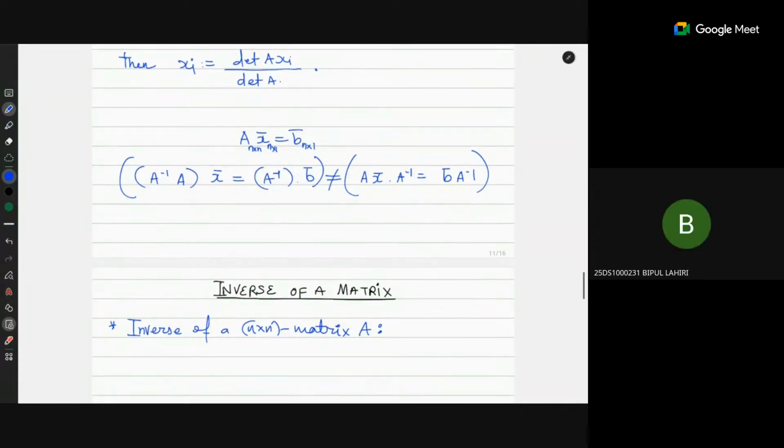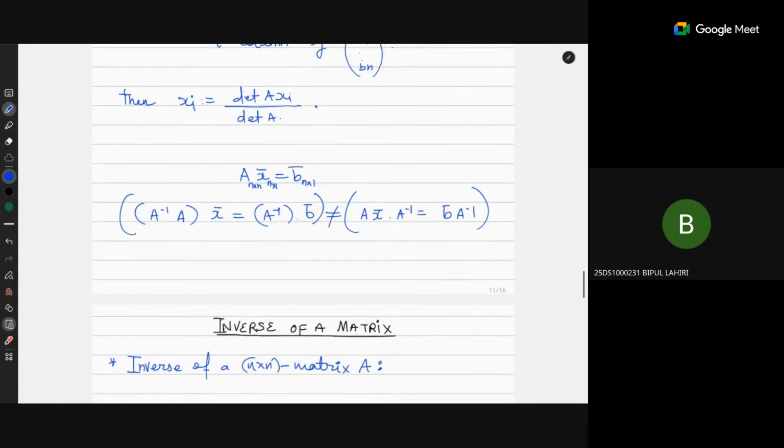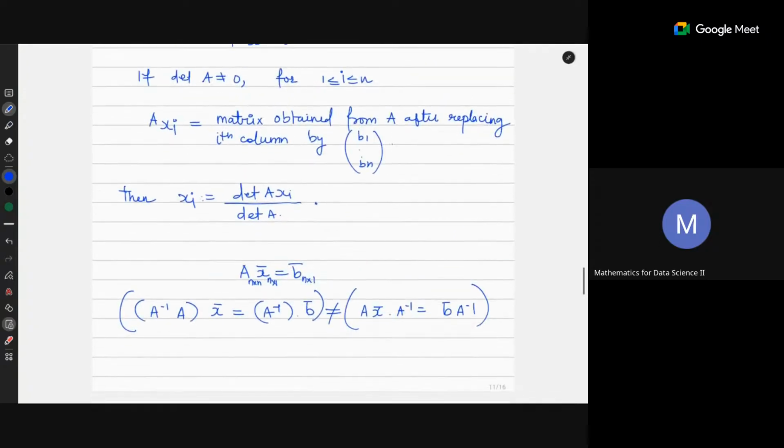Sir, one more question before we proceed. You said if the determinant is equal to 0, then there is no solution. No, if it is equal to 0, then it has infinitely many solutions. If it is non-zero, then it has a unique solution, which you can obtain by this Cramer's rule.